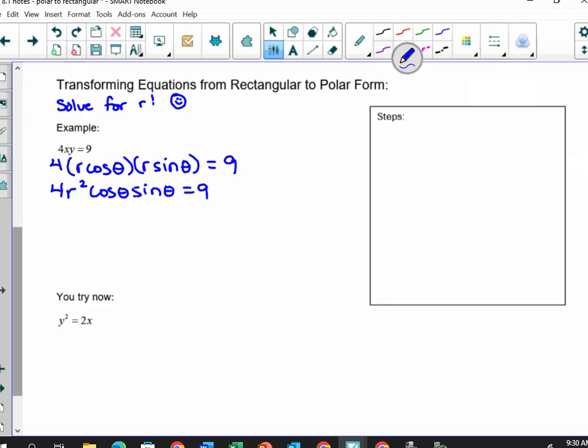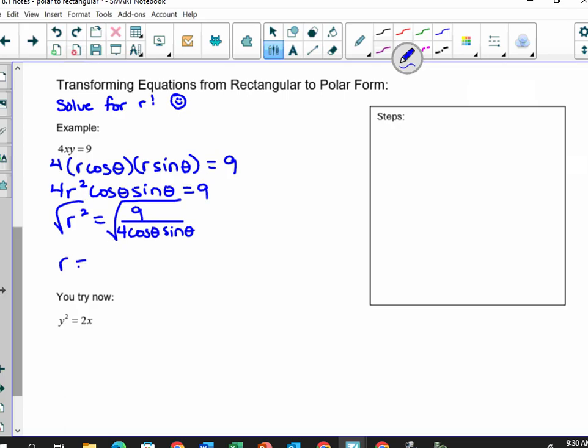All right, I said you need to solve for r. So what would you guys do? So r squared equals 9 over 4 cosine sine. Okay, so we have to rationalize. You take the square root. You do not have to rationalize.